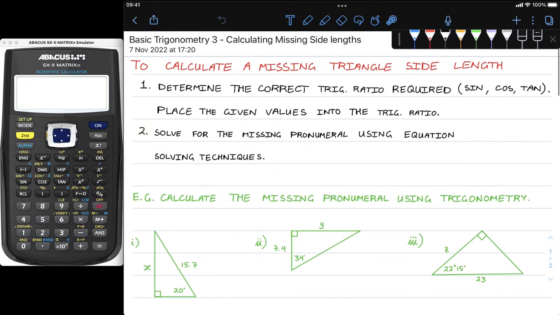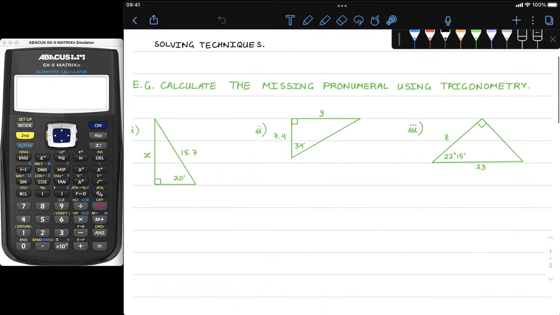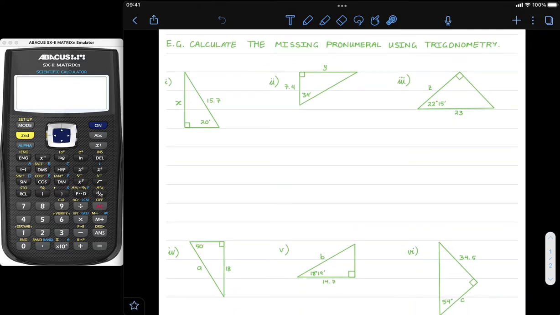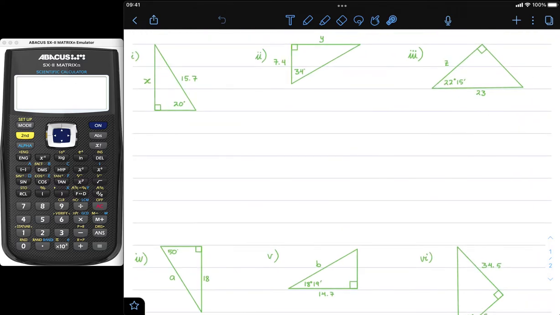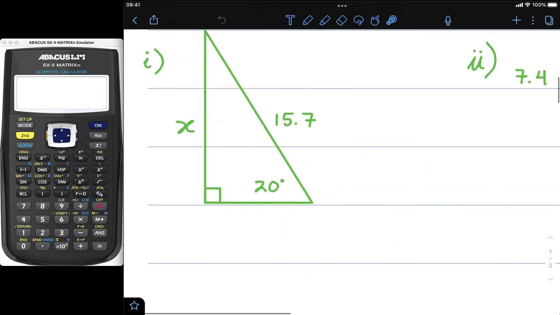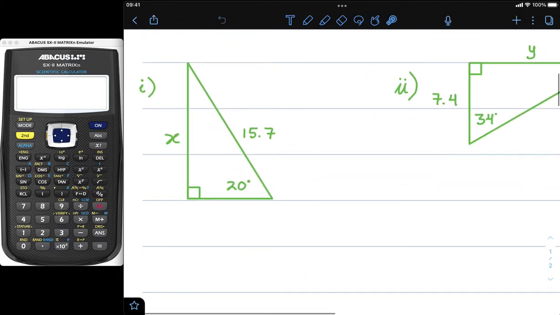Now, this doesn't really make sense just looking at it, but once I've demonstrated a few, I hope you get the idea and you learn from there. So let's get straight into some equation solving techniques here. So, demonstrating here. First, step 1, figure out whether it's sine, cos, or tan.